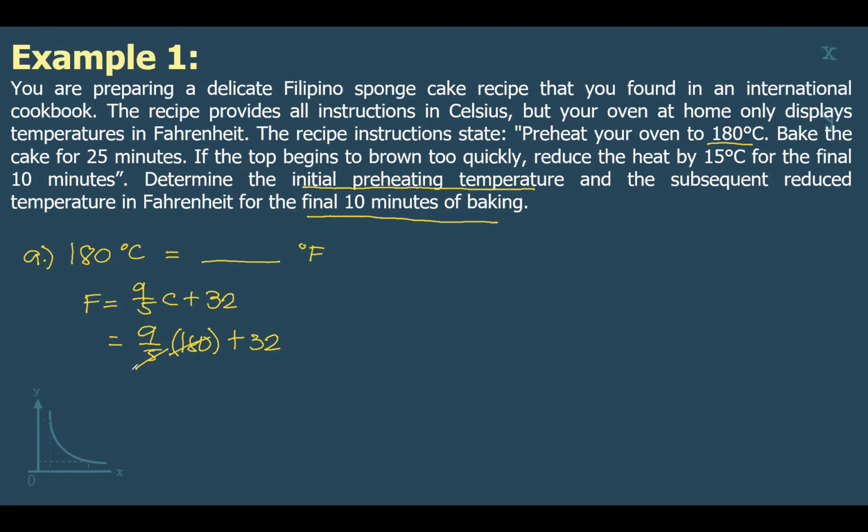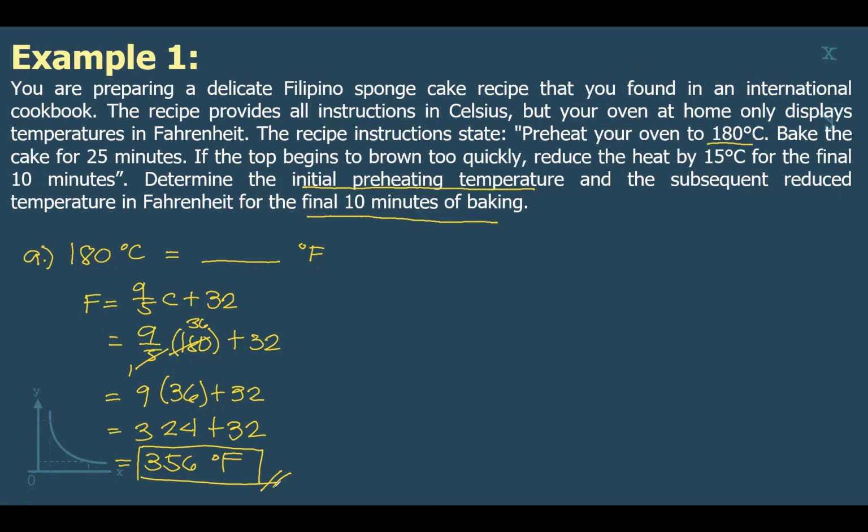Now, 5 divided by 5, this is 1. 180 divided by 5, this is 36. Okay, that is why we have 9 over 1, this is 9, multiplied by 36 plus 32. Okay, 36 times 9, this is equal to 324 plus 32. This is equal to 356 degrees Fahrenheit. This is our answer for the initial.